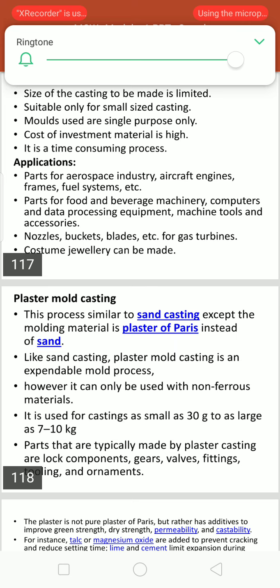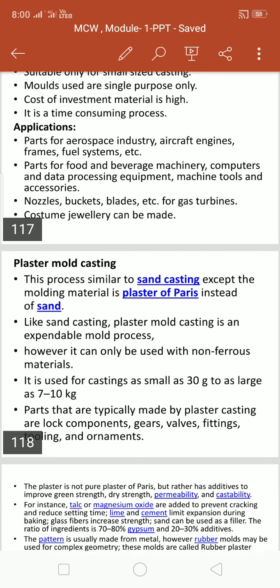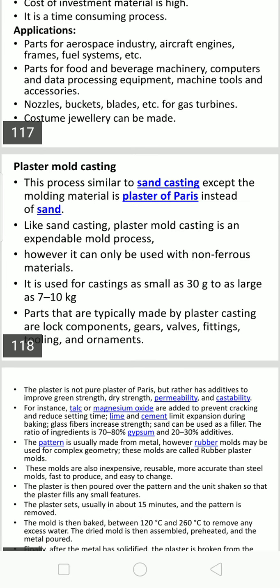Along with this, we will discuss characteristics, properties, different types of cores, their ingredients, all in this class. So coming to the next molding process, that is the plaster molding process. This process is similar to sand casting, except the mold material is plaster of Paris or gypsum instead of sand. Like sand casting, plaster mold casting is an expendable mold process. However, it can only be used with non-ferrous materials.